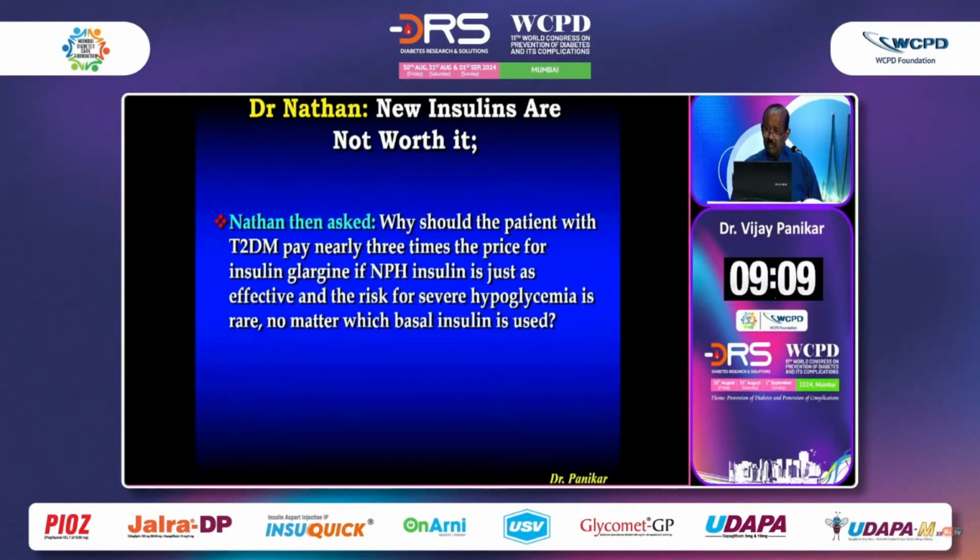Detemir and Tresiba and all had not come. Should pay 3 times the price when NPH is just as effective and the risk of hypoglycemia is rare no matter which basal insulin is used. And Nathan also said, I was there in that meeting, he said, if a type 2 diabetic on insulin has a bedtime snack, his chance of getting nocturnal hypoglycemia is practically zero.